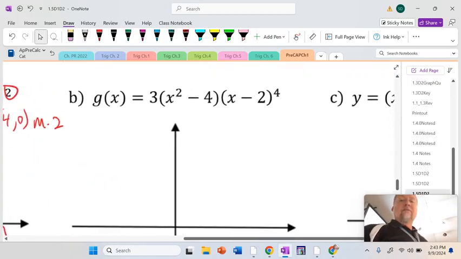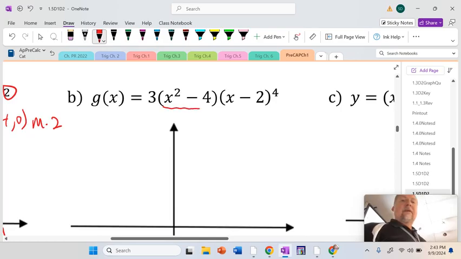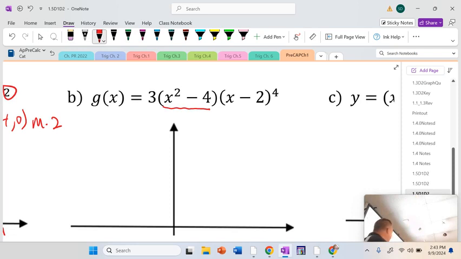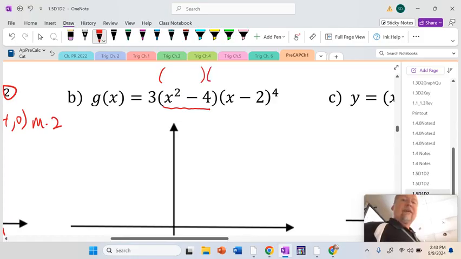Problem is, I don't have time for this. Problem is, this one's a little bit different. Okay? So we will say what the end behavior is, but we'll do these quicker. What is x squared minus 4? What is that as a factored polynomial? X what?